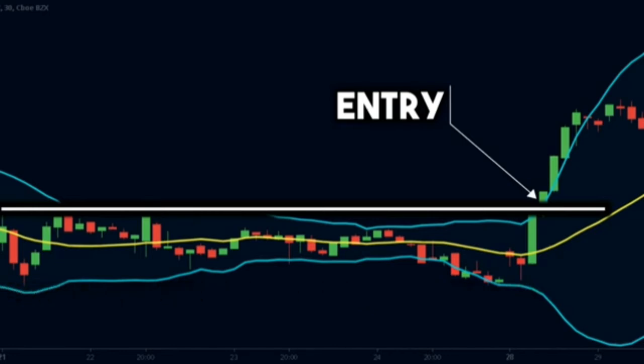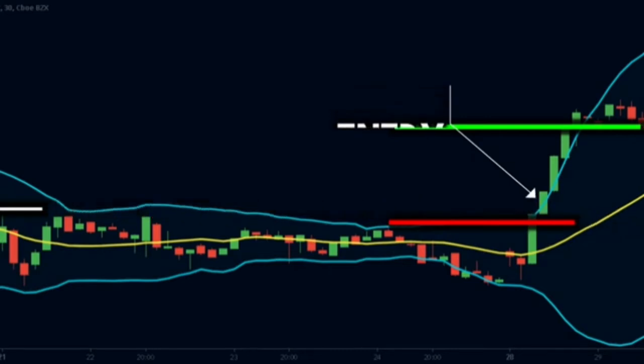We enter here and keep our stop loss below the resistance. For targets, we can exit at 2:1 risk to reward ratio. In this example, the price gave a $120 move to the upside after our entry.